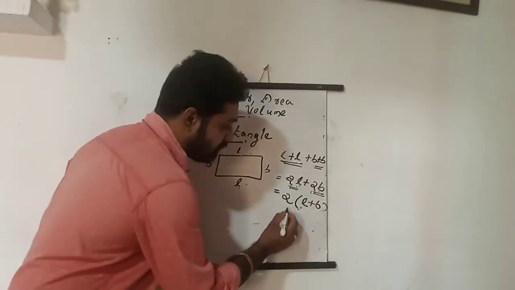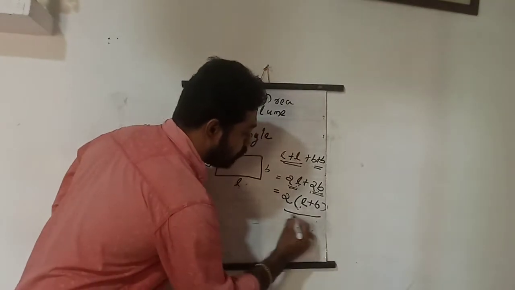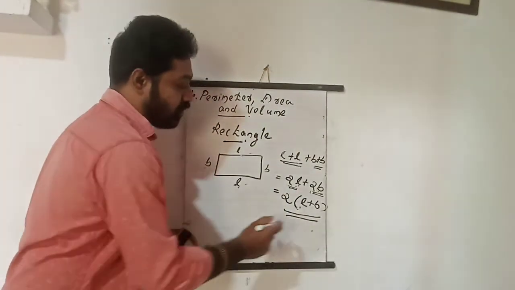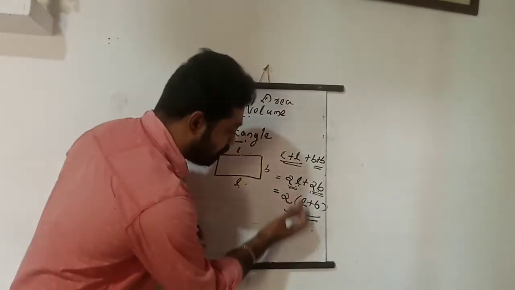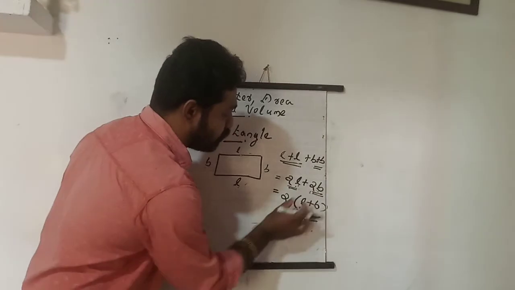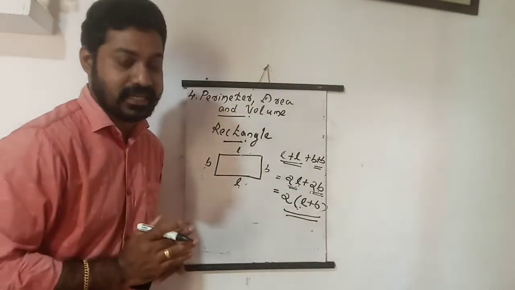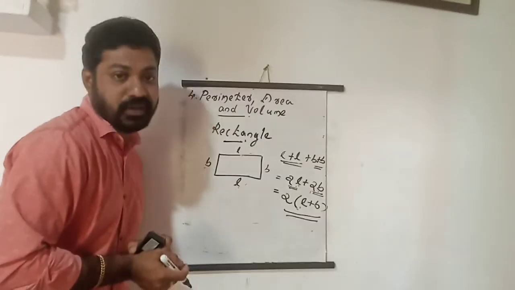So in this way we can simply find 2 into L plus B. To find the perimeter of a rectangle, we have to do that one already. Understand? This is actually the simplified form. We don't need to add 2L plus 2B. Just write 2 into L plus B, then we will get the answer. So this is the way we are finding the perimeter of a rectangle.